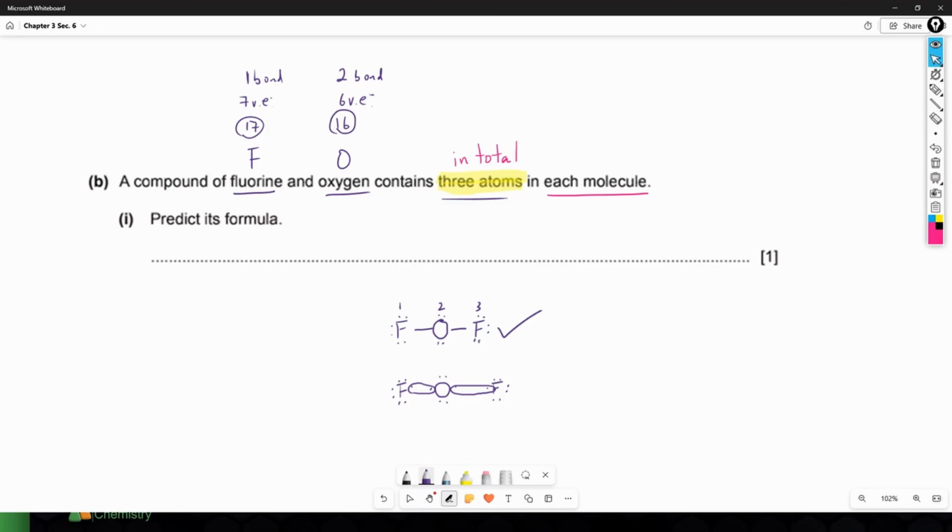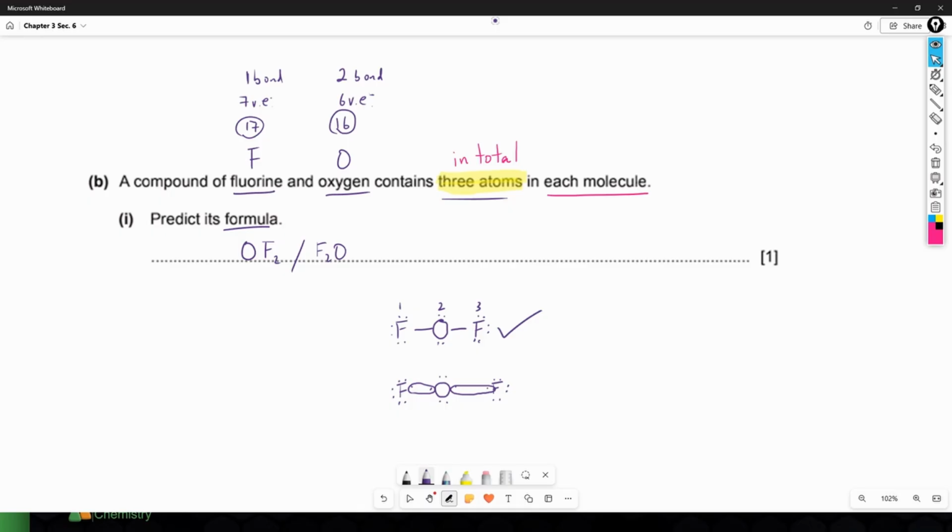So what is the formula? Because you got to be very careful again. This is not the Lewis structure they're asking us for. They're asking us for the formula. Then the formula is going to be OF2. Or alternatively, you could say F2O. In this case, it doesn't really matter which one you use.